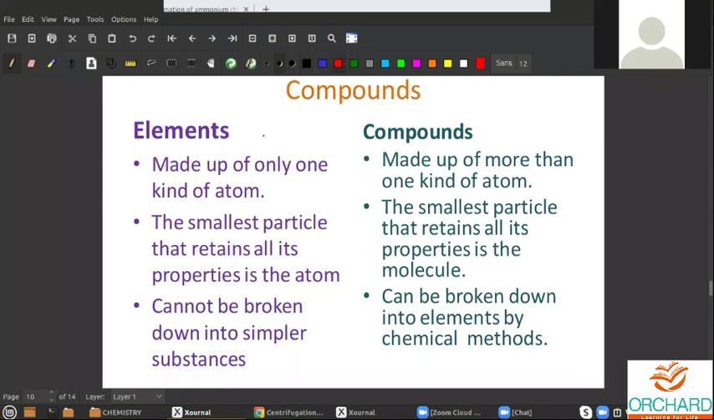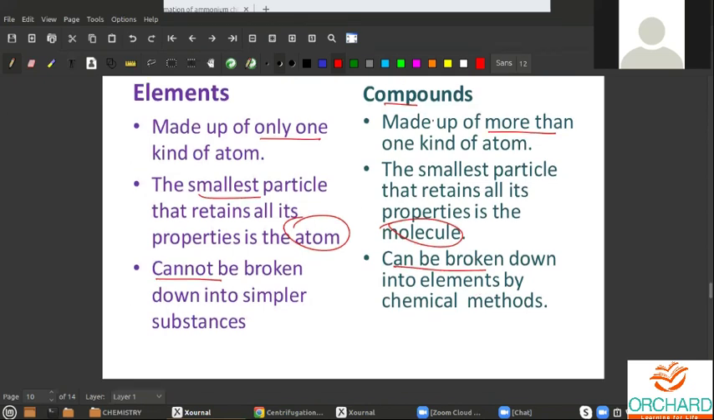elements. Element is made out of only one kind of atom. Compounds are made out of more than one kind, two or more. Smallest particle is atom. For compounds, smallest particle is molecule. An element cannot be broken down. A compound can be broken down into elements by chemical methods. Okay, so these are the examples of elements and compounds.